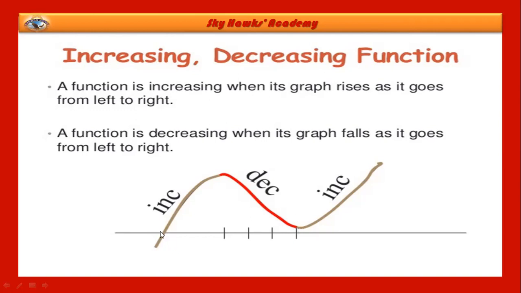So here, from here it is going left to right, but always going up, so it's increasing. From here it is going left to right, but it is coming down, so it's decreasing. And once again, from this point, it is going up and also going to the right side, so it's increasing. So one function may be decreasing and increasing simultaneously.